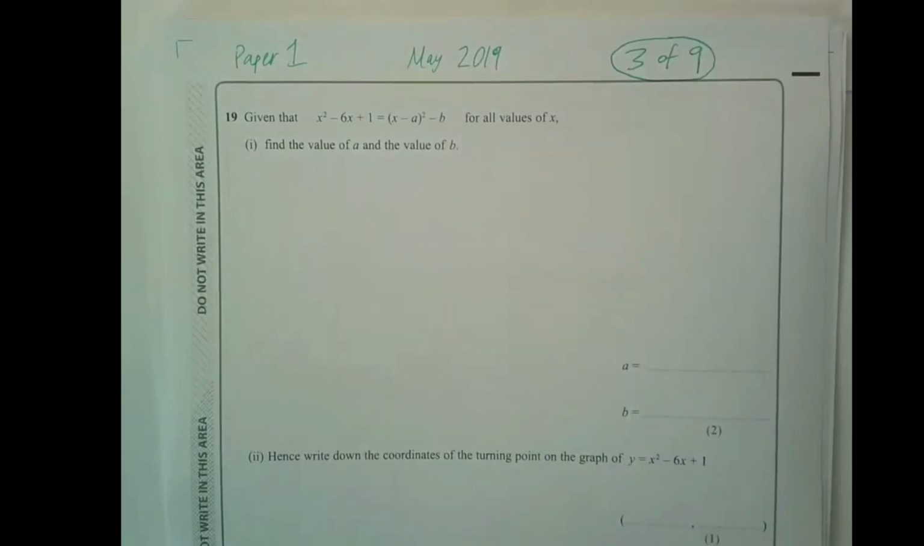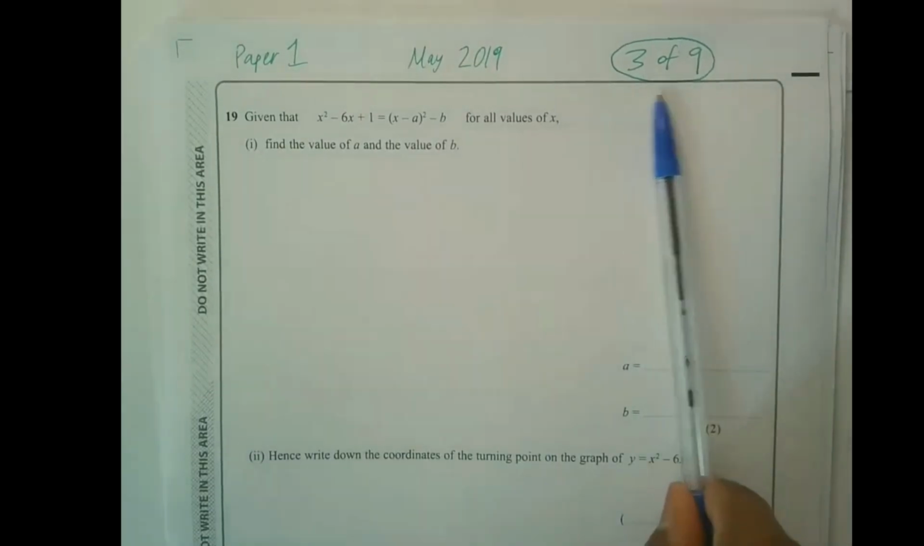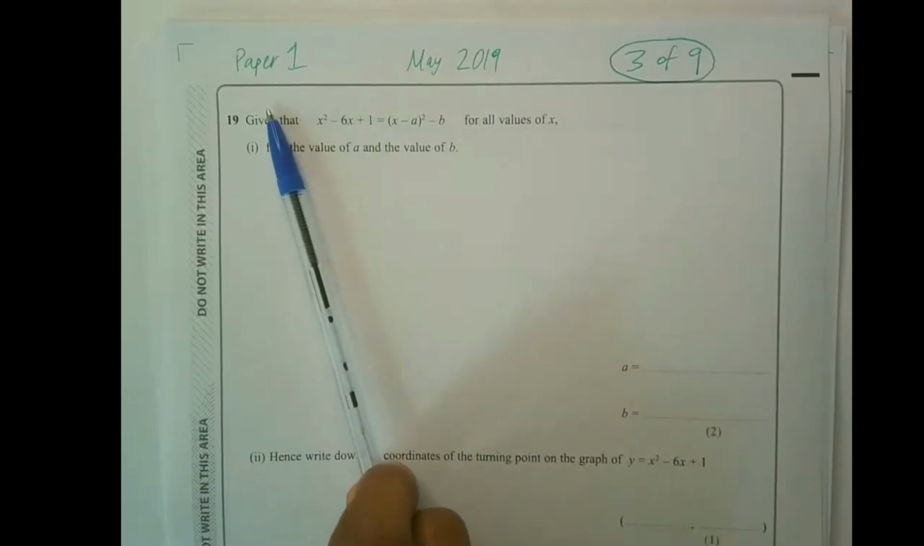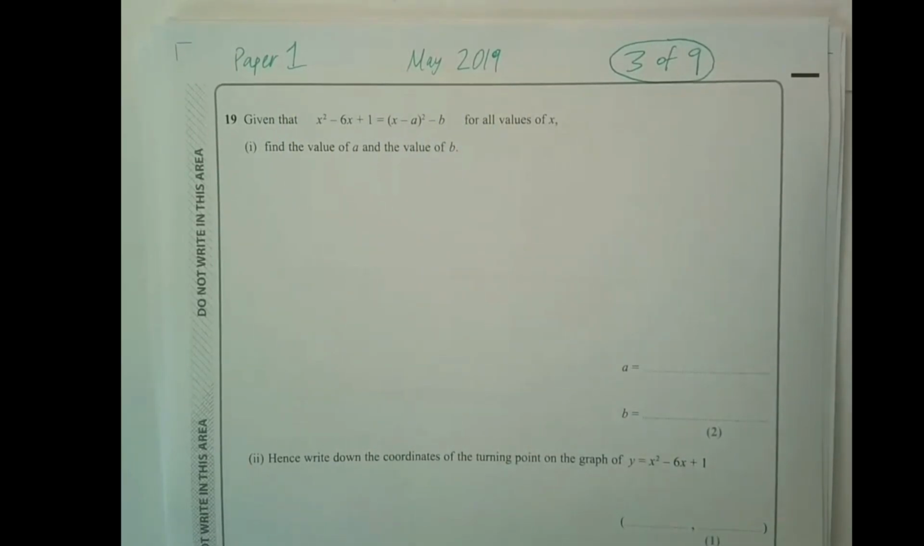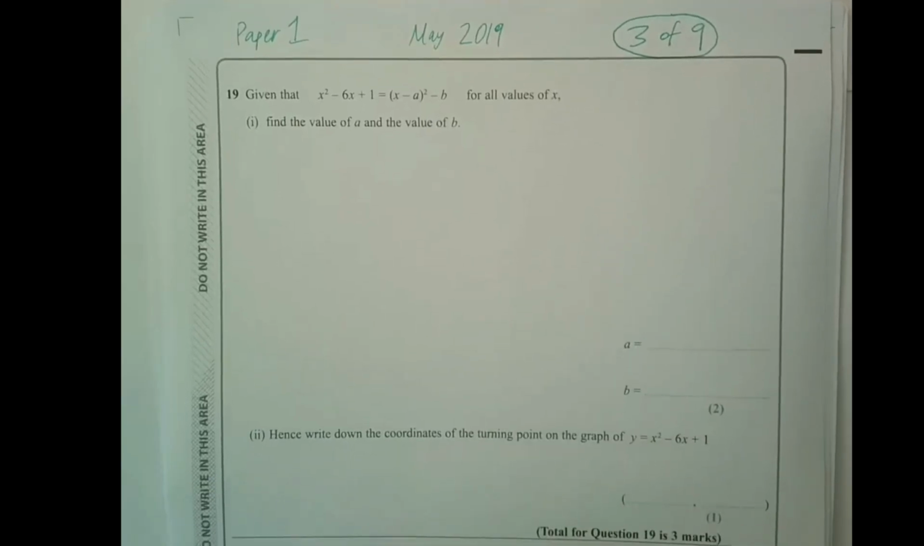Here is the next question. This is question 3 of 9. This is from paper 1, so the non-calculator paper, and this is from May 2019. Press pause, and when you are ready, you can press play for the answer.